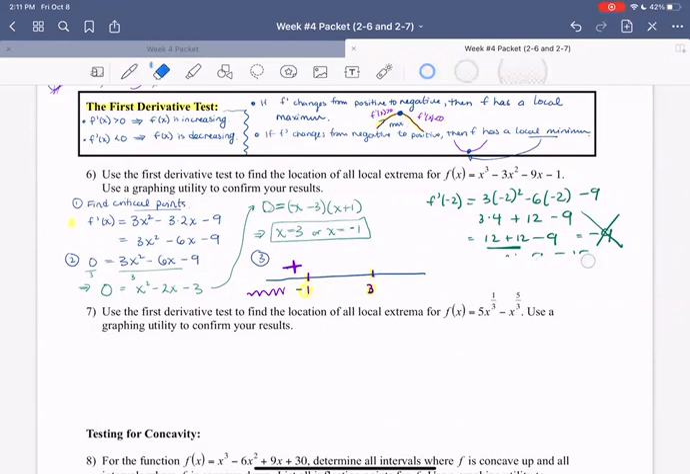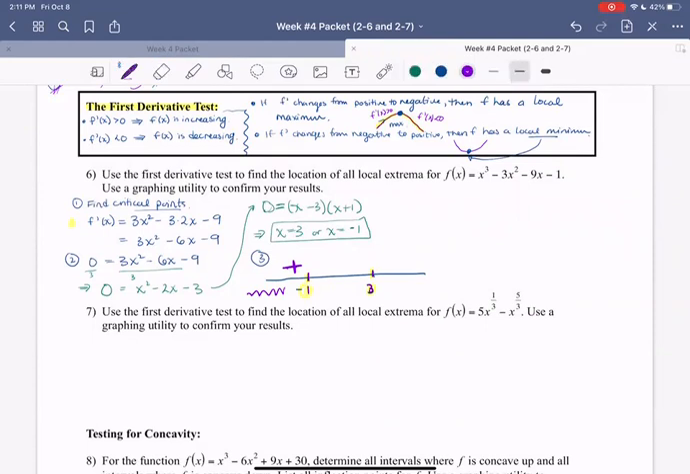So I'm going to clean this up a little bit because I want us to check the next 2 intervals. In our next interval, we want to determine what f prime is doing. So I'll pick a number in our interval. 0 is often the easiest number I like to use. So when we plug in 0, f prime of 0 is 3 times 0 squared minus 6 times 0 minus 9. So now we get minus 9. So our derivative is negative.